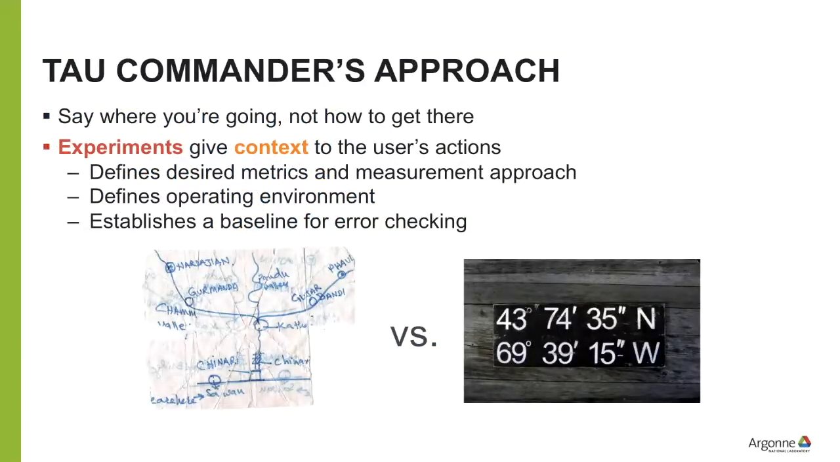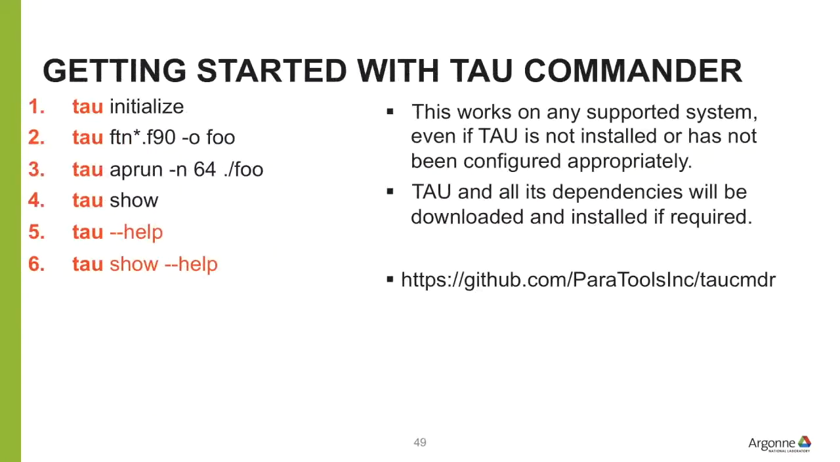So the goal there is, you know, similar to using a GPS or a map. You could get confused looking at the directions to a certain location in a map, whereas in a GPS, you can just specify the coordinates and it finds the way to get there for you. In the same way, Tau Commander knows how to configure Tau. It knows what to do to get you there. And you just give the high level options.